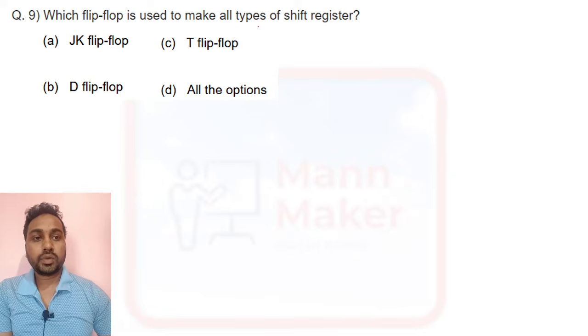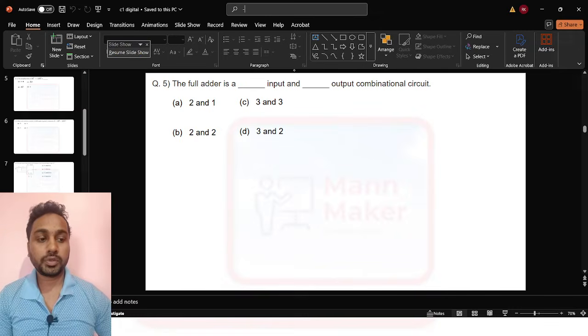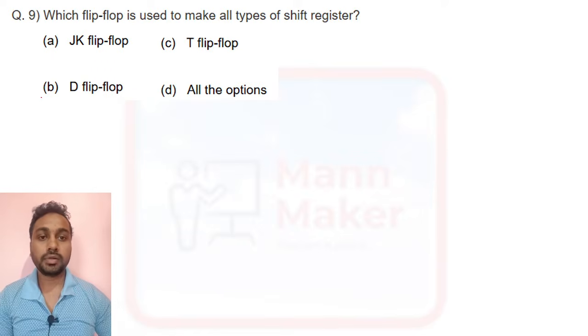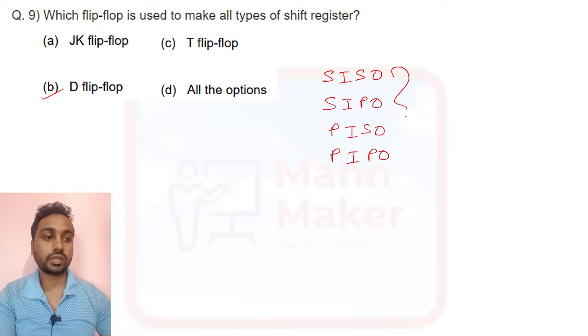Which flip-flop is used to make all types of shift register? So we have the D flip-flop. We use the D flip-flop for all types of shift register. All types of shift register means serial in serial out, serial in parallel out we can design, then parallel in serial out, and parallel in parallel out we can design using D flip-flop only. Okay, using D flip-flop we can design all the shift registers.